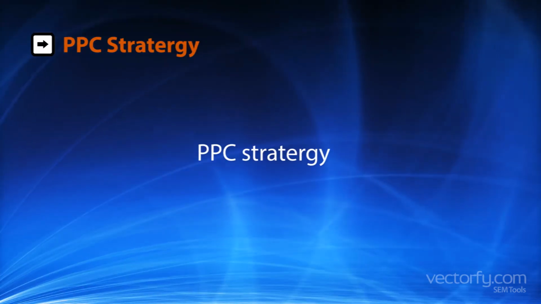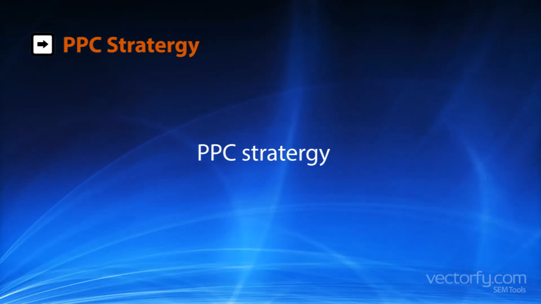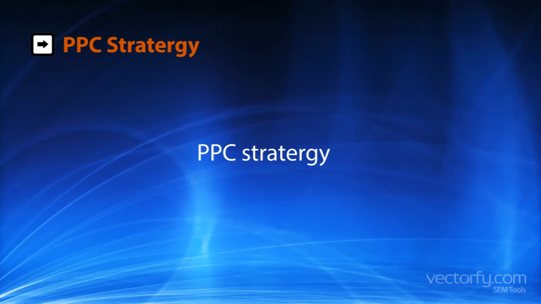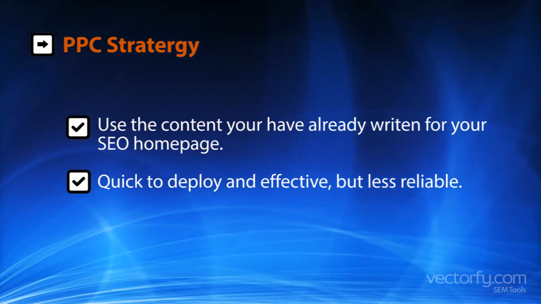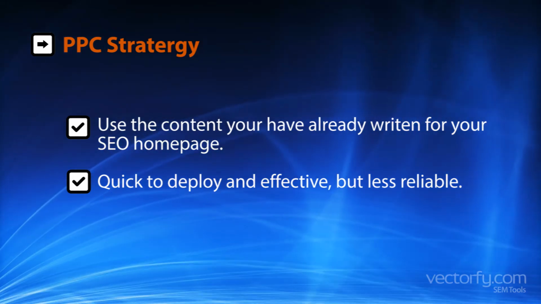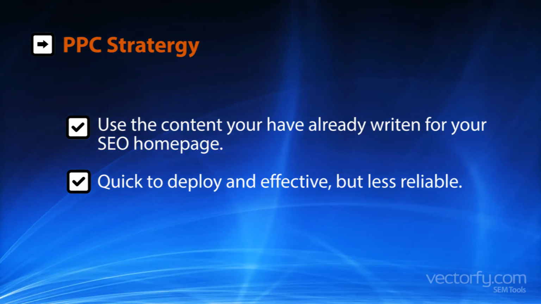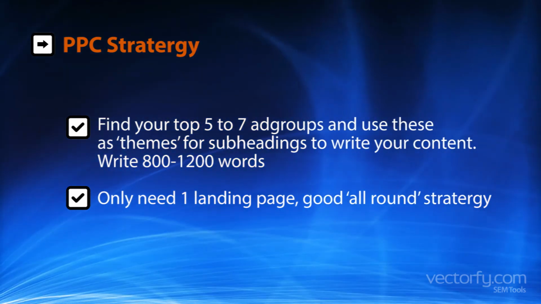For PPC content, there are 3 main strategies you can pick. All work great in different ways to increase your quality score. 1. Use the SEO content. This will still boost quality score across the board, but is a bit less reliable and less precise than the other methods.